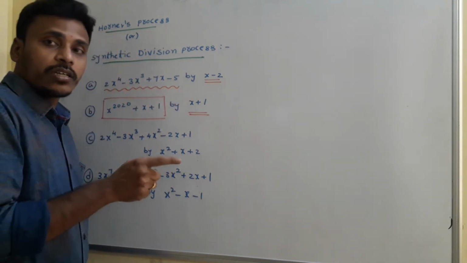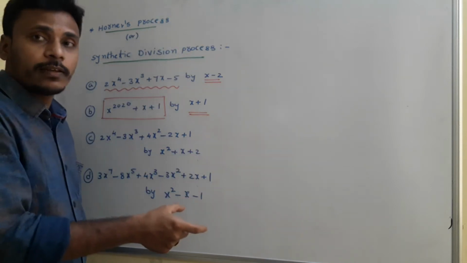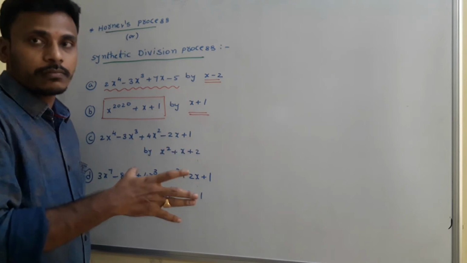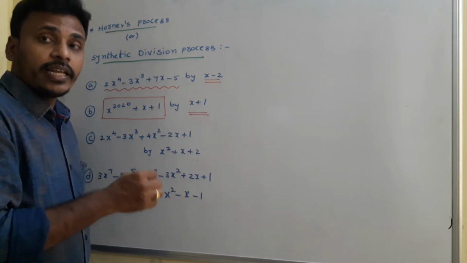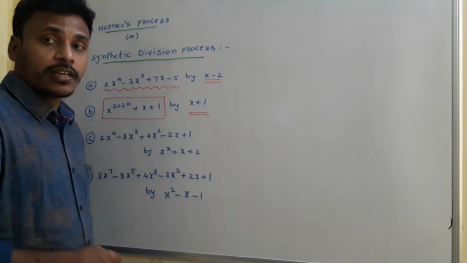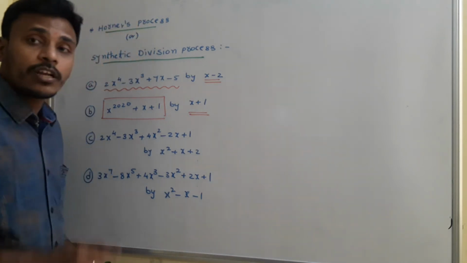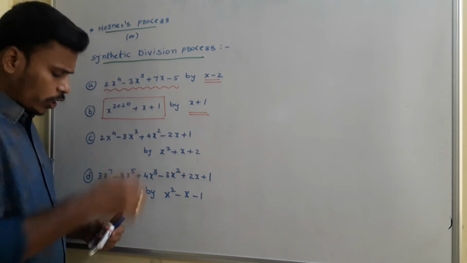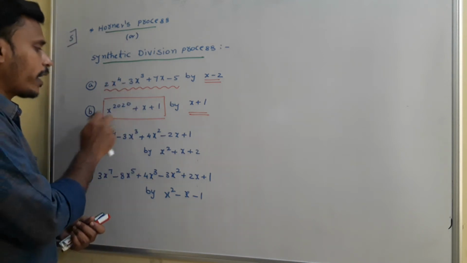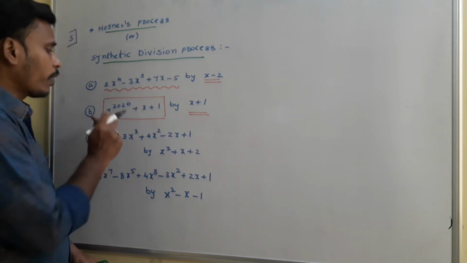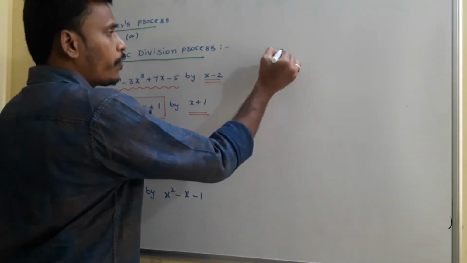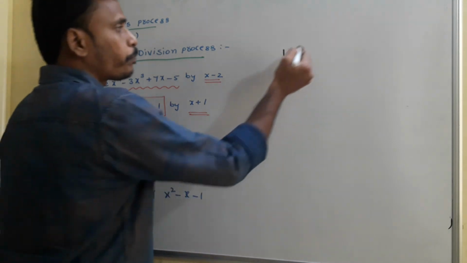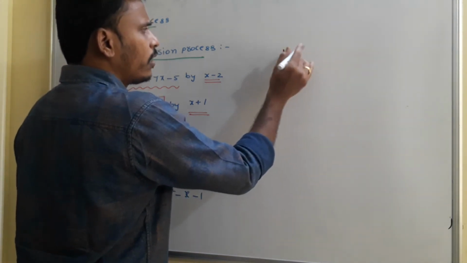To find quotient and remainder, if you use actual division, you need to do 2020 steps. Actual division needs 2020 steps to find remainder and quotient, but synthetic division needs only one step. But since it is of highest degree, you need to do it in a logical way. So x power 2020 plus x plus 1. x power 2020, coefficient is 1. First of all, list all the coefficients, right? x power 2020. Okay, x power 2019, we don't have, right?